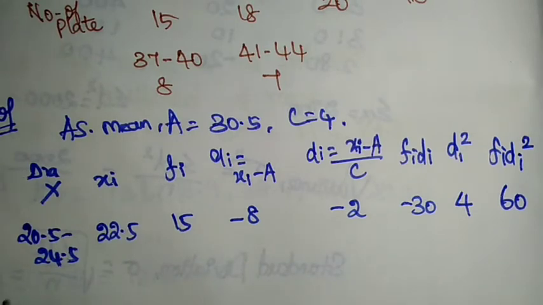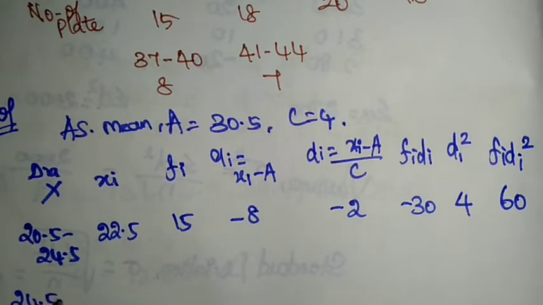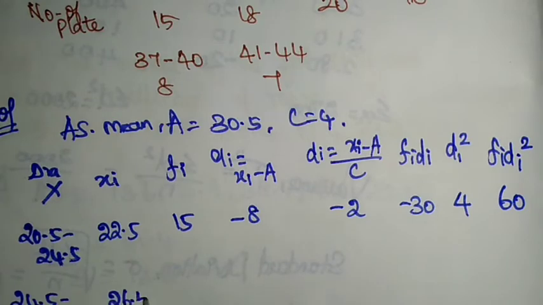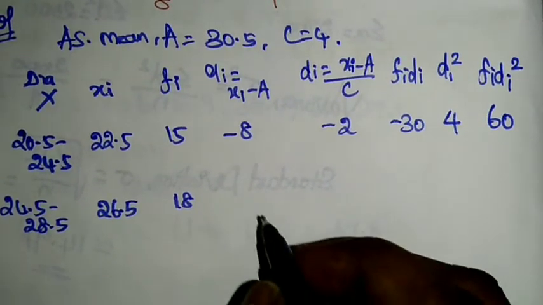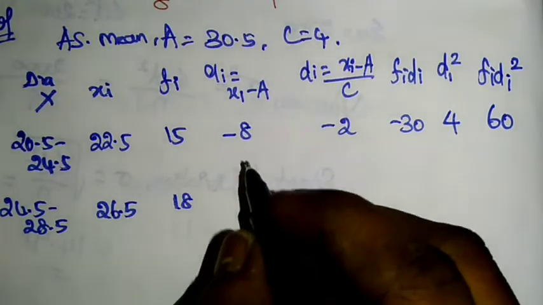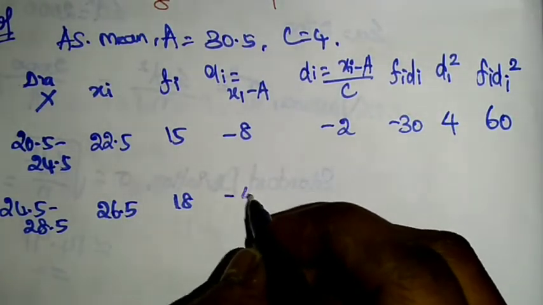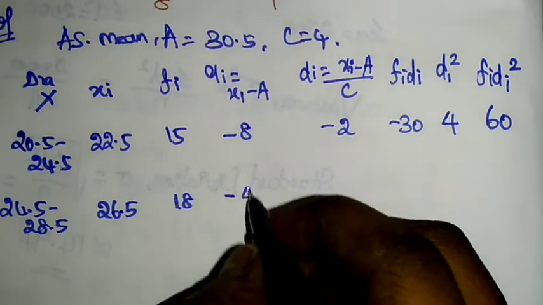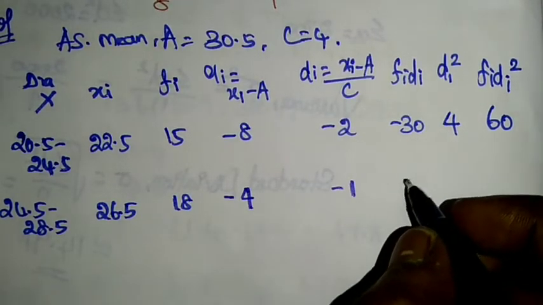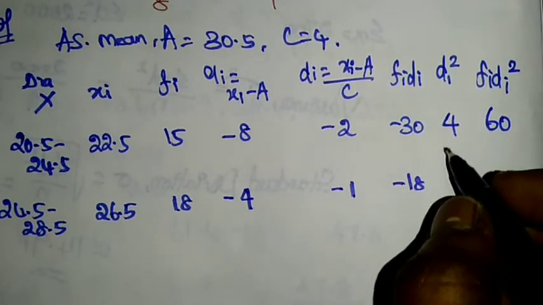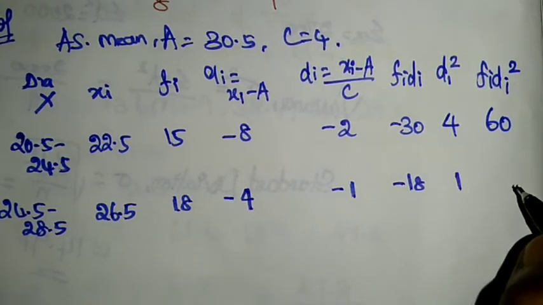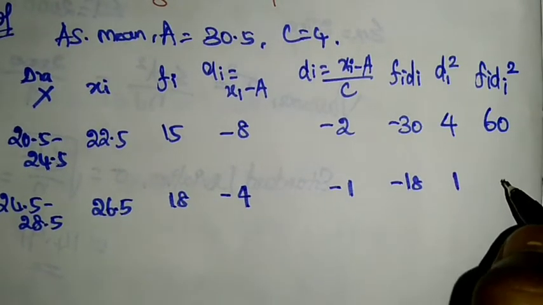Okay, now for 25 to 28, it can be written as 24.5 to 28.5. Here the middle value is 26.5 and number of plates is 18, and xi minus a is minus 4, and here we get minus 1. fi into di is minus 18 and here di square is 1 and fi into di square is 18.